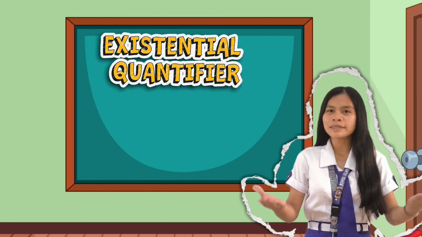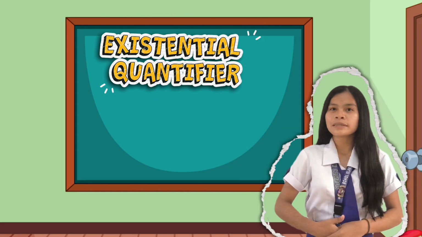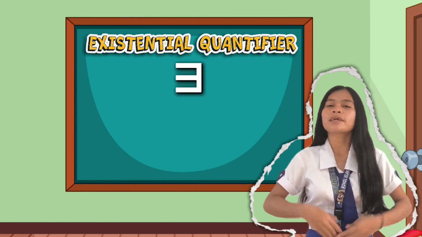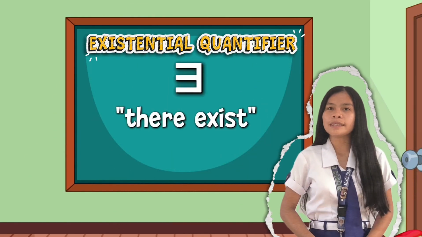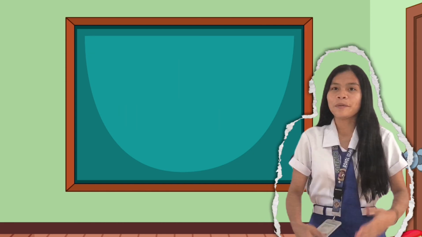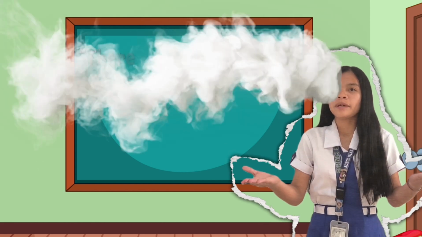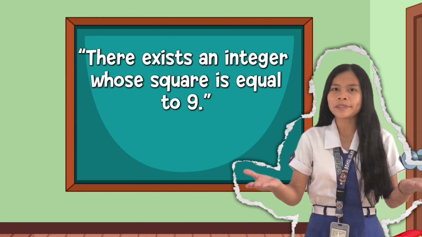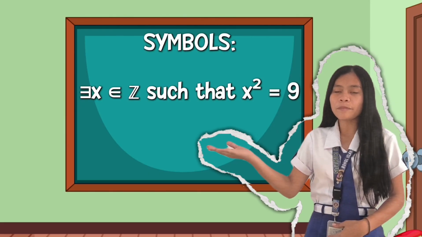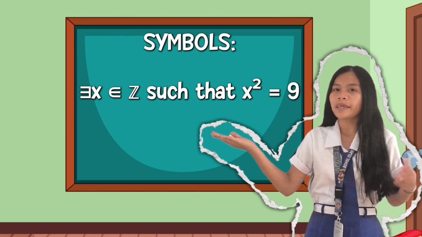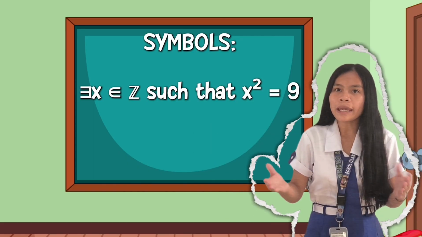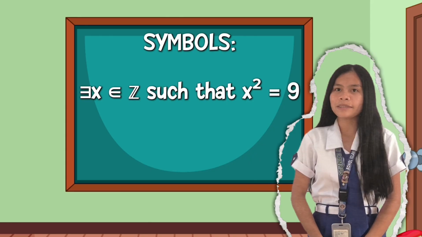Next, we have the existential quantifier. The existential quantifier uses the symbol of the inverted E, which means there exists. It tells us that at least one element in the set satisfies the given condition. We have an example. The statement: there exists an integer whose square is equal to 9. In symbols, there exists an x which is an element of Z such that x squared is equal to 9. This statement is true because 3 and negative 3 satisfy the condition.